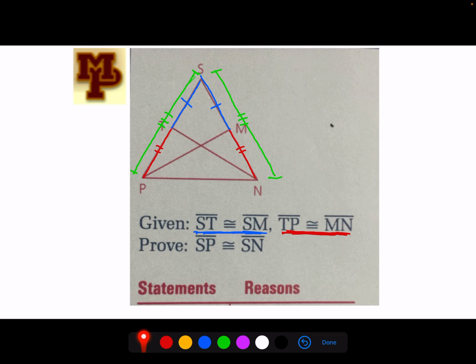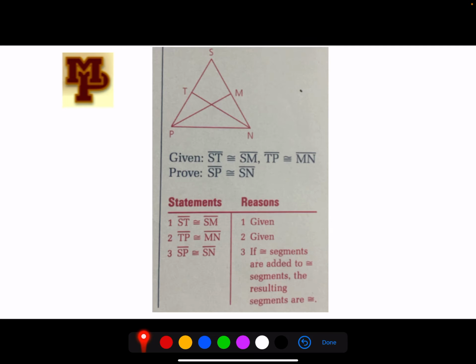Now, if that's the case, where we have TP and MN being congruent and ST and SM being congruent, well then, if I add congruent segment to congruent segment, the resulting segment is also going to be congruent. So the blue and the red combined with the blue and the red, so on either side, those will create these green segments for us. And since the blue and the red are both congruent to each other respectively, the green segments will also be congruent.